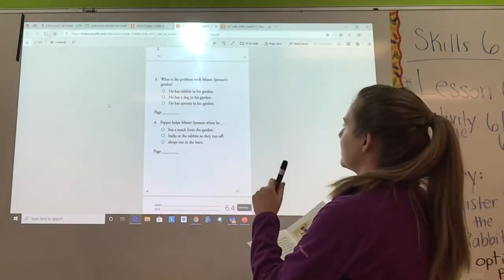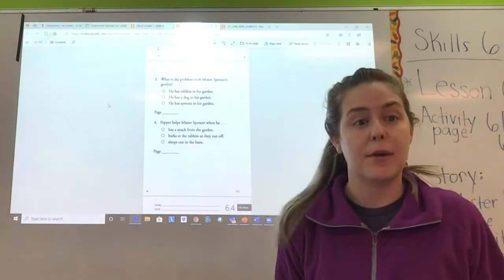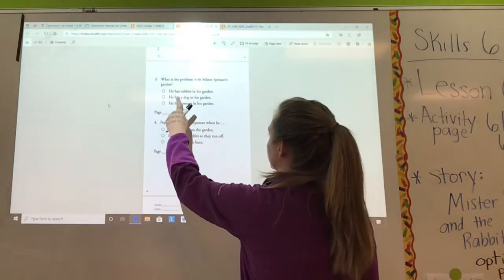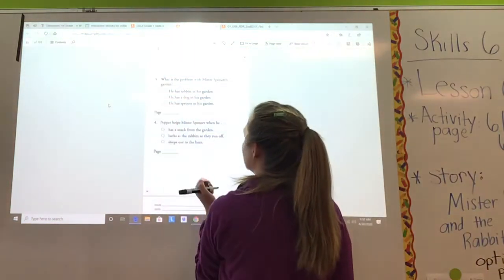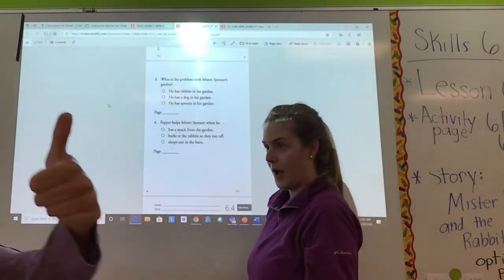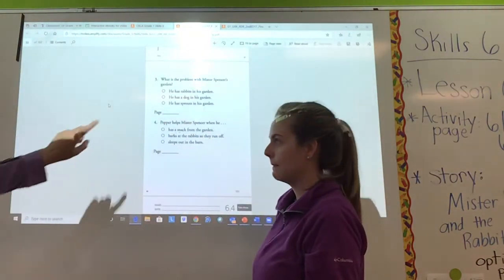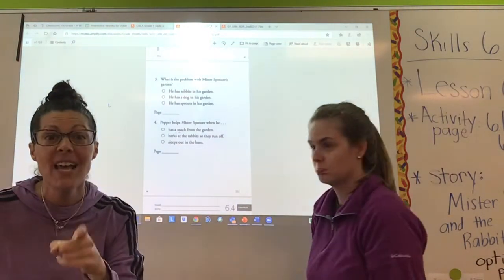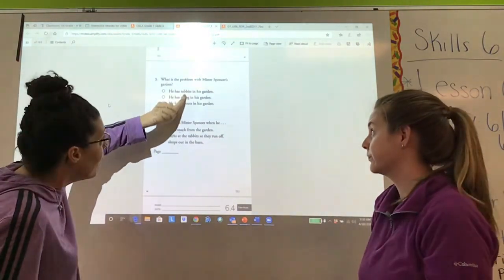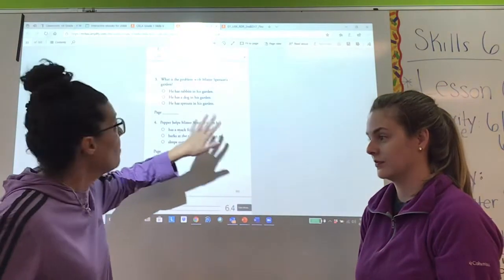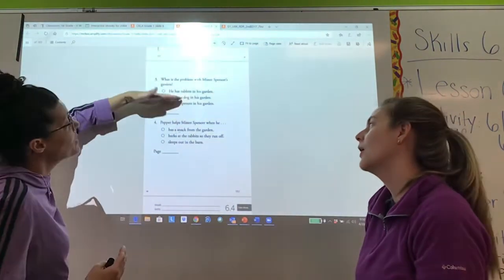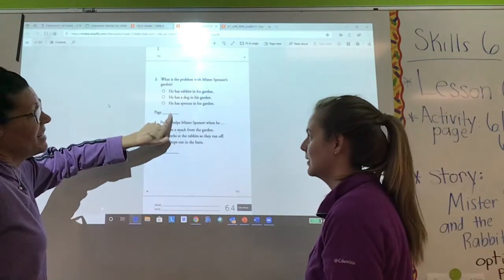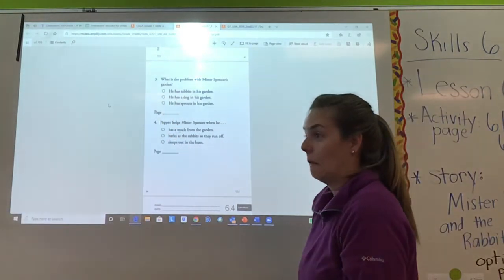What is the problem with Mr. Spencer's garden? I remember. He had a problem with rabbits. He did. Rabbits. Wait, Mrs. Sane. Yes. That's awesome. But still, it's important to read the other choices just in case. Because what if they said he has rabbits and peppers? I mean, peppers aren't a problem, but it still would be true. So always read all 3. Then you can answer. And having that proof will help know it's correct.